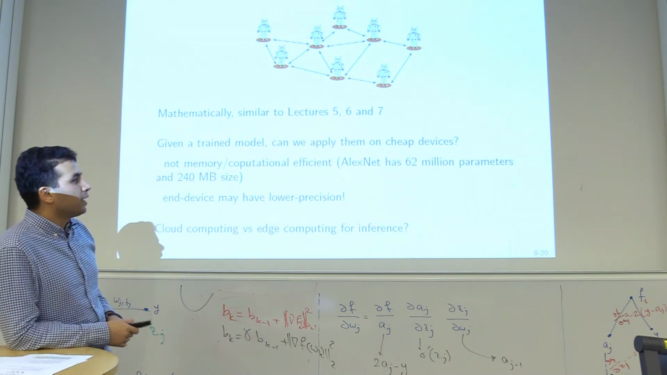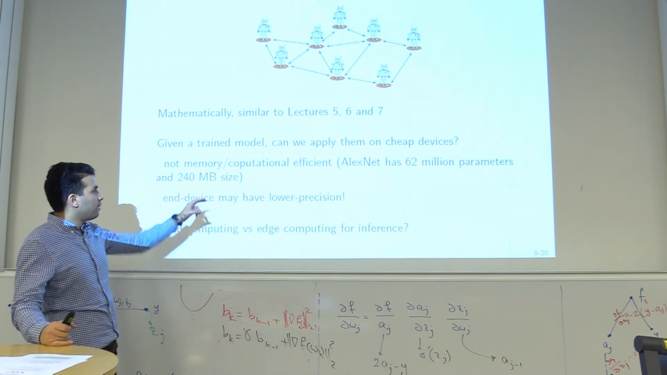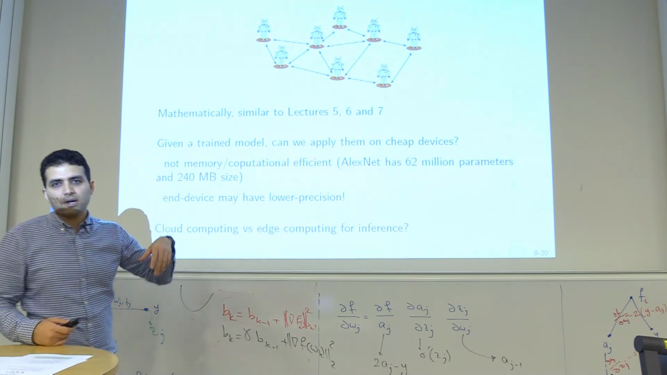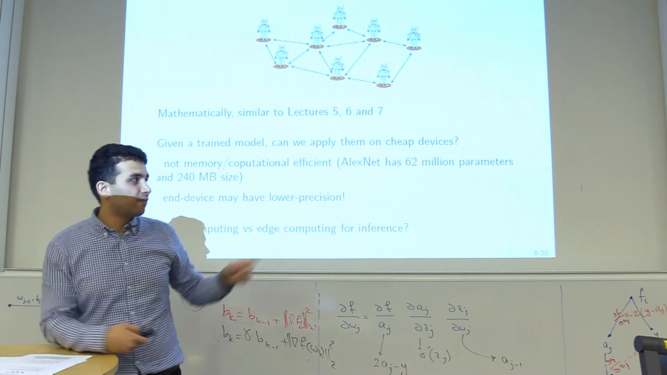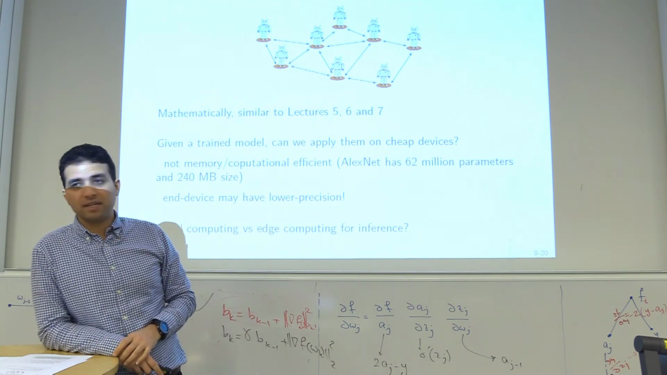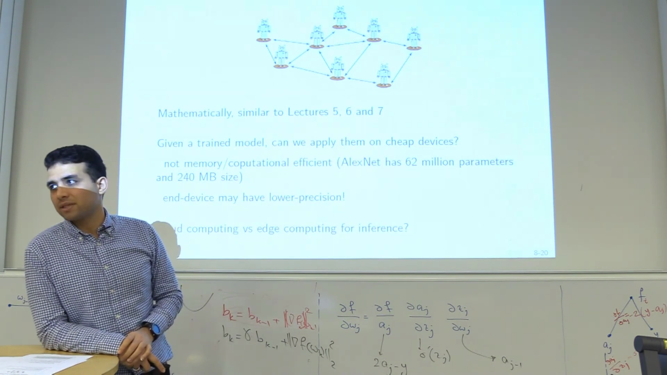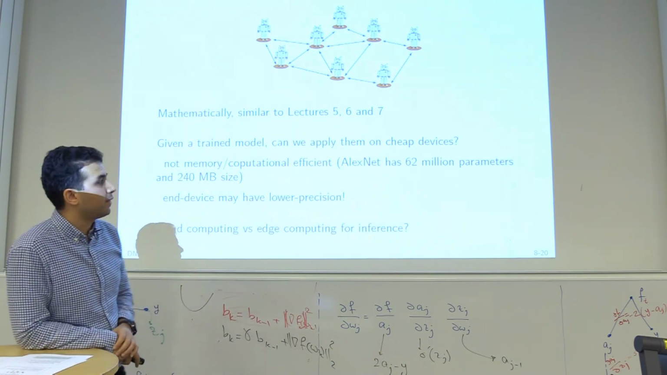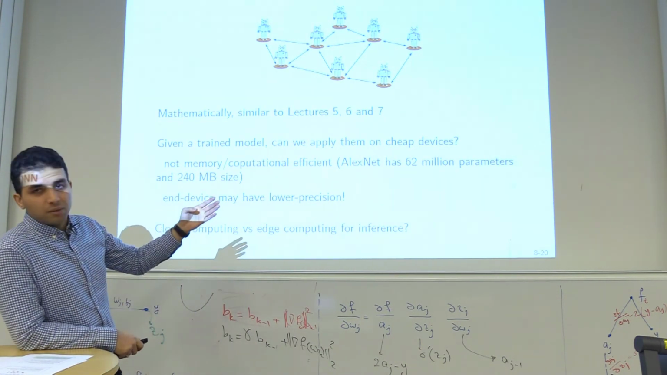Very good one, by the way. But then it has 62 million parameters and 240 megabytes of size. And if you need tons of these networks for different tasks, then you may be out of space or computational power anyway. Is it efficient anyway or not?